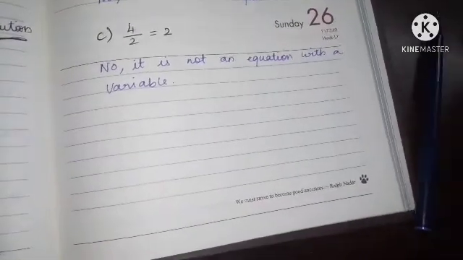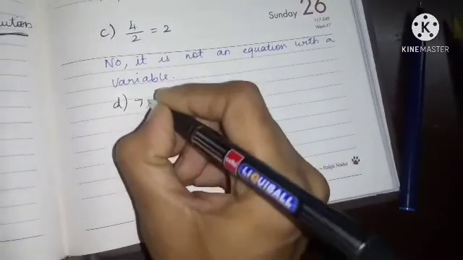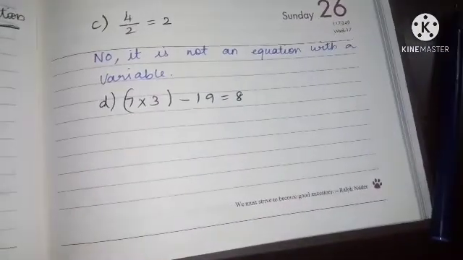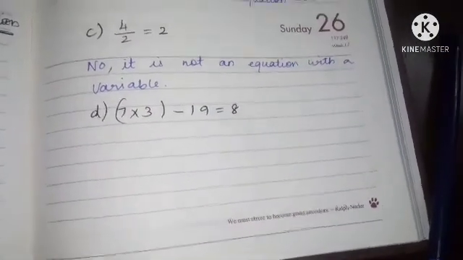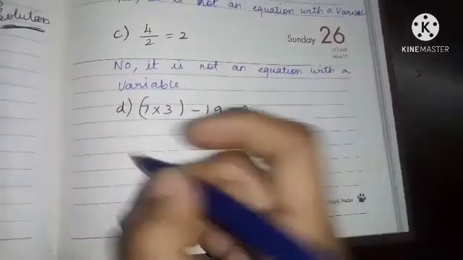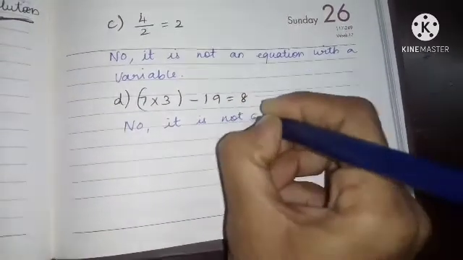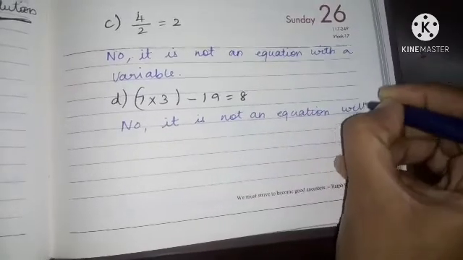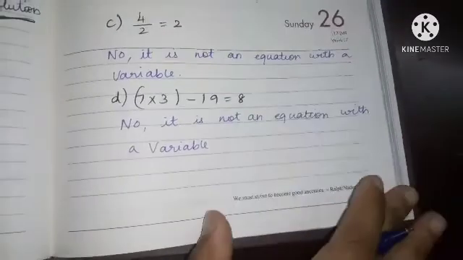Next, problem D: 7 into 3 minus 19 is equal to 8. Is it an equation? No, it is not an equation with a variable because we don't have a variable here. So for this question also we write no, it is not an equation with a variable.